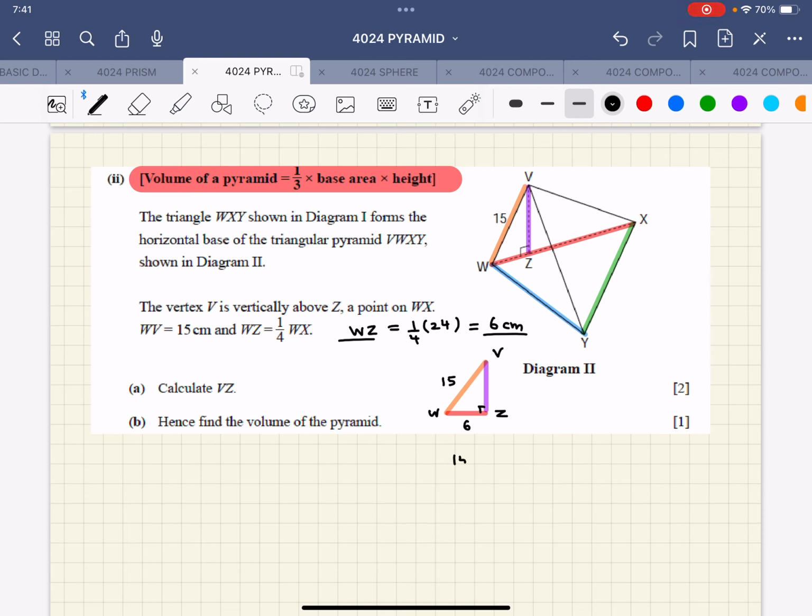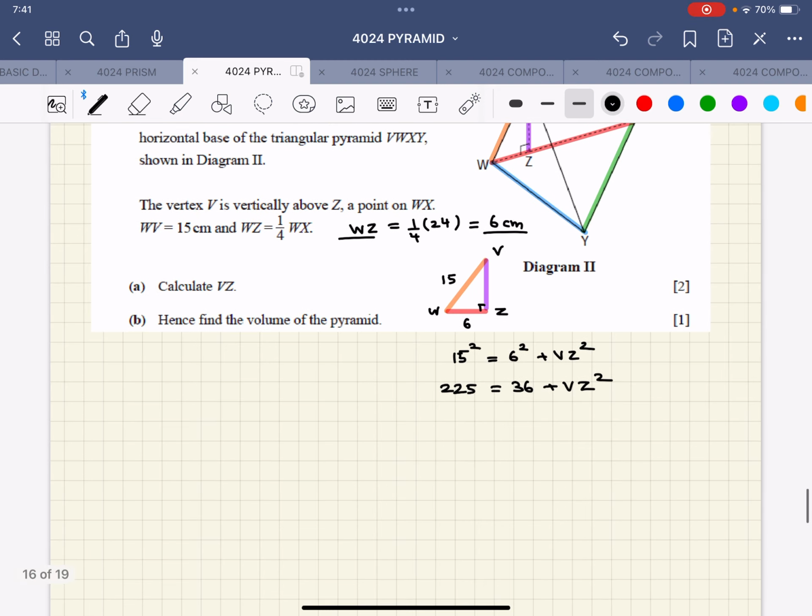So therefore 15 square is equals to 6 square plus VZ square. This is 225. This is 36. This is VZ square. So therefore 225 minus 36, I'm getting 189. I'm taking the square root and it's coming out to be 3 root 21. So VZ square is 189. Therefore VZ is square root of 189.